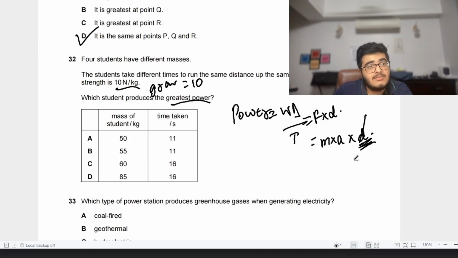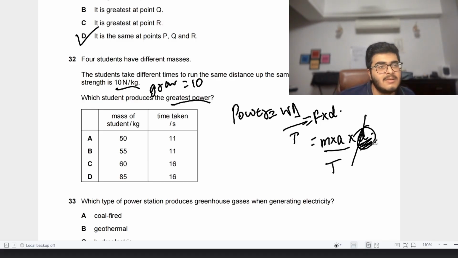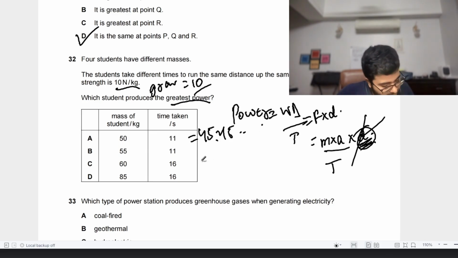Displacement is not given to us, so let's exclude this factor. So we can say it is mass times acceleration upon t, and displacement is some constant, so we can ignore it. So we'll multiply mass into acceleration, which is 10, divided by t, and we'll see which gives the greatest value. So 50 into 10 by 11. When you do that, you will get the answer to be 45.45 something. 55 into 10 by 11. You'll get the answer to be 50.